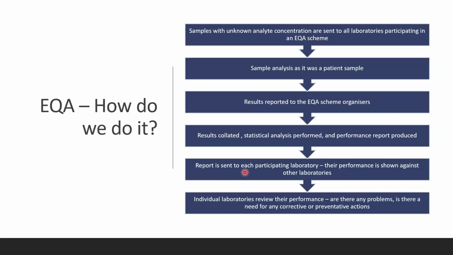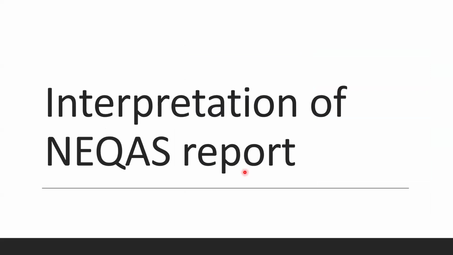That report is then sent to each of the participating labs, and then their performance is shown against other laboratories. And then each individual lab reviews their performance, and they're looking if there are any problems, is there any need for any kind of corrective or preventative action. So this is the basic step of any kind of EQA report that we will see.